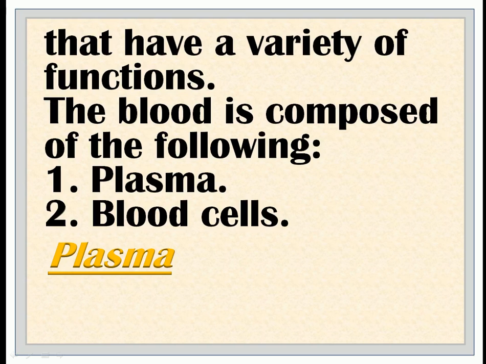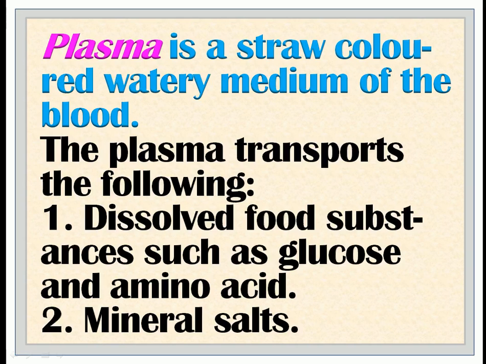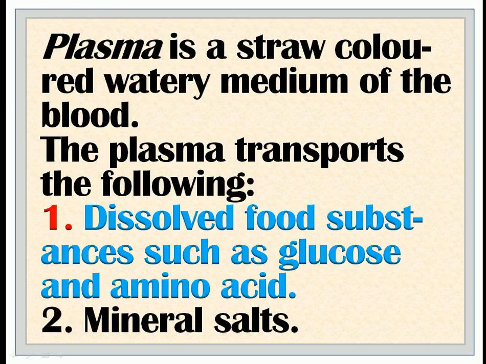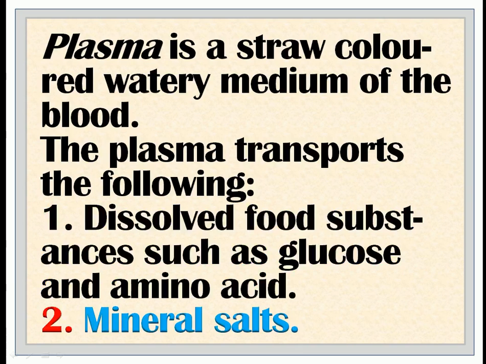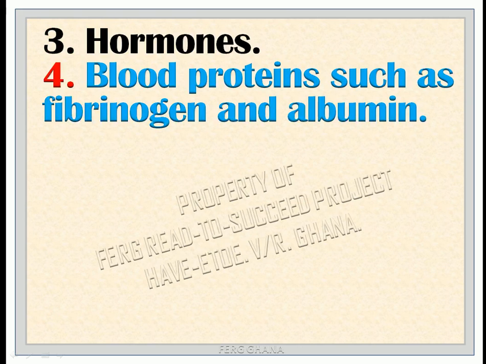Plasma. What is plasma? Plasma is a straw-colored watery medium of the blood. The plasma transports the following. 1. Dissolved food substances, such as glucose and amino acids. 2. Mineral salts. 3. Hormones. 4. Blood proteins, such as fibrinogen and albumin.